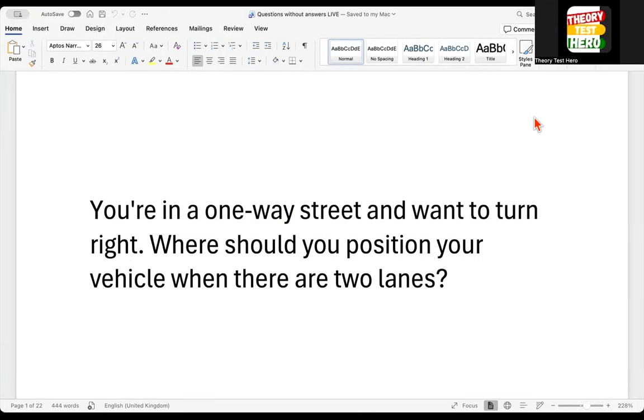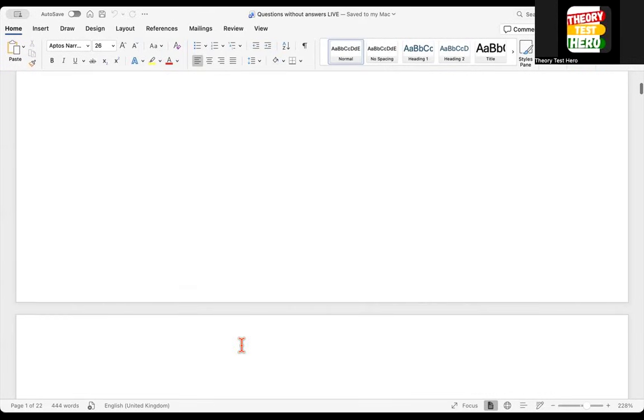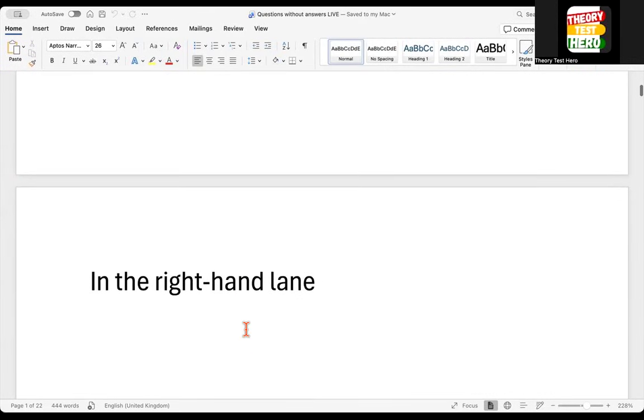You're on a one-way street and want to turn right. Where should you position your vehicle when there are two lanes? Lal is saying right. Chinwe is saying in the right-hand lane. In the right-hand lane. Let's have a look. Good. Well done, guys. So in the right-hand lane is correct.